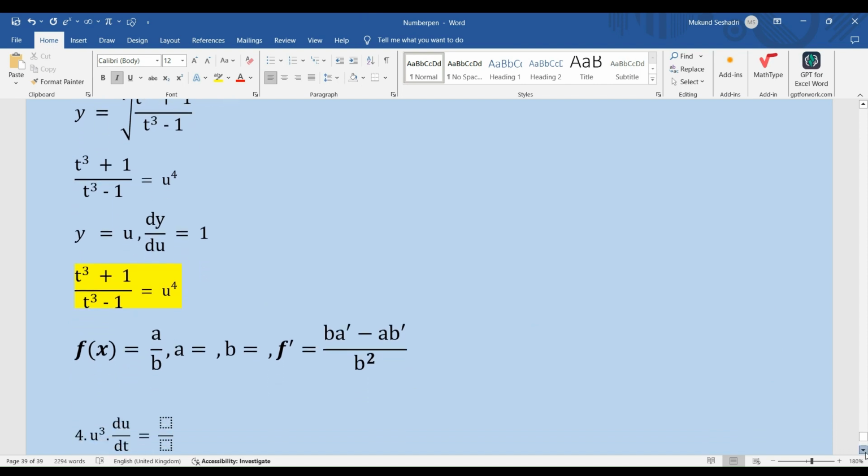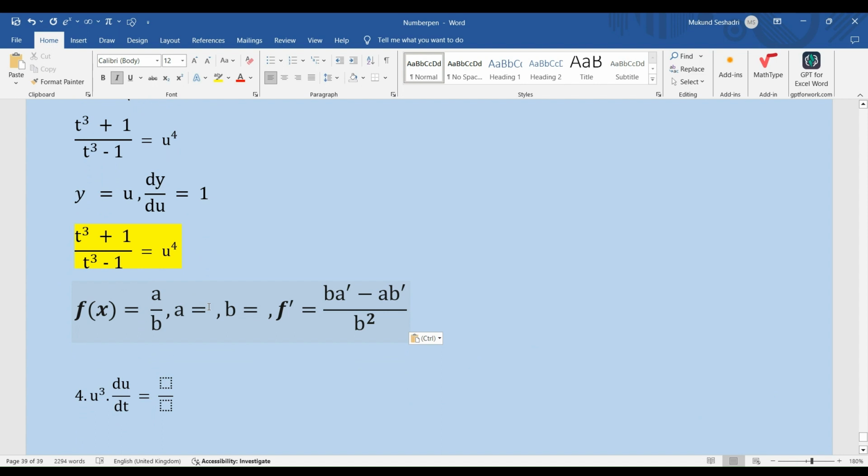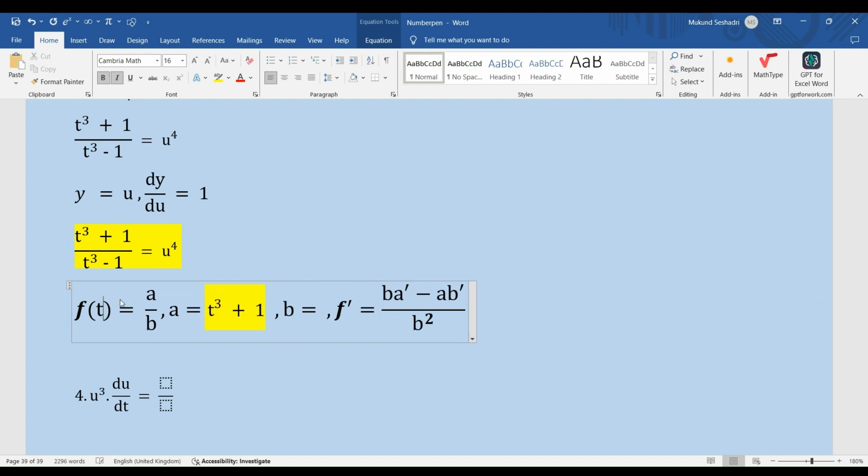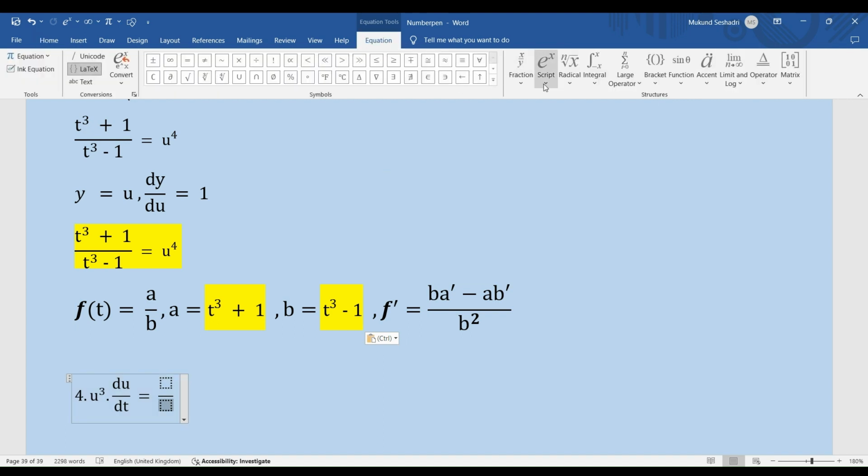If my f of x equals a by b, my a equals my numerator, which is nothing but t cube plus 1, and my b equals t cube minus 1. My f dashed of a by b is nothing but b a dashed minus a b dashed, divided by b square, right? So what is my b here? My b is t cube minus 1. So all that I will have to do is write the denominator first, which is t cube minus 1 the whole square. So let me do that. t cube minus 1 the whole square.